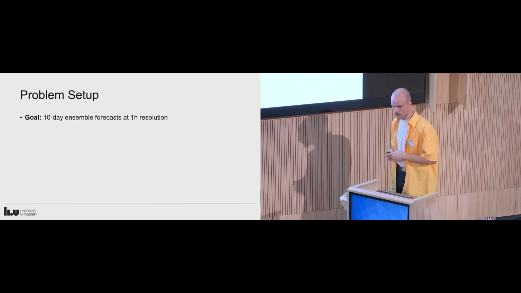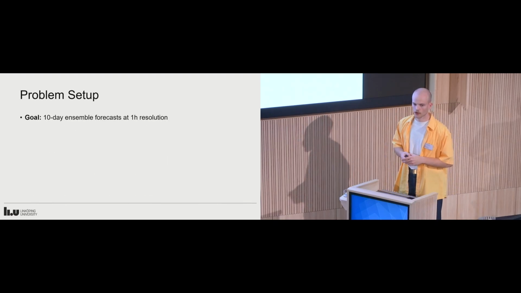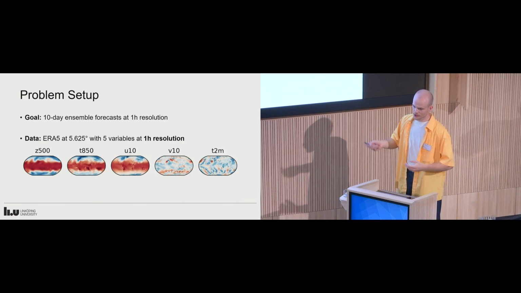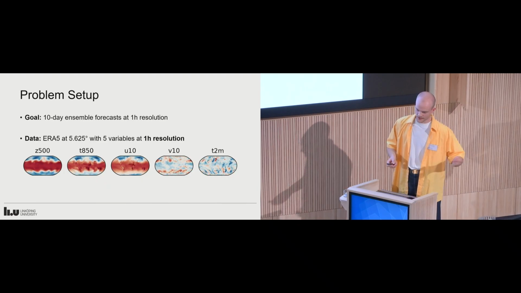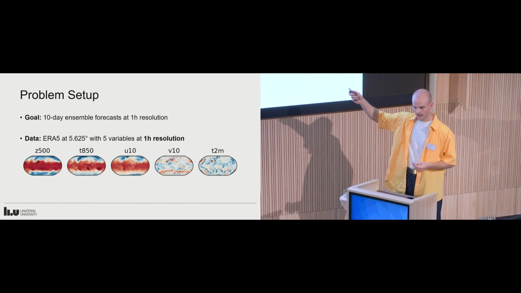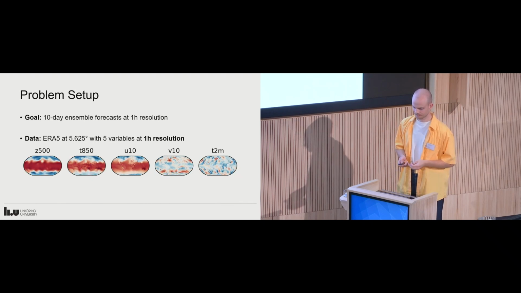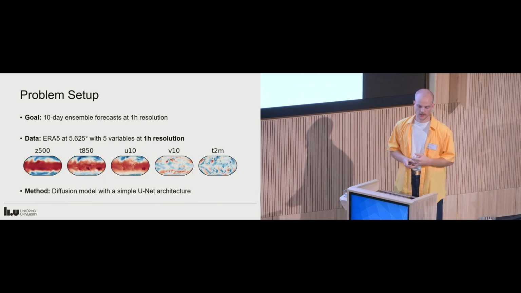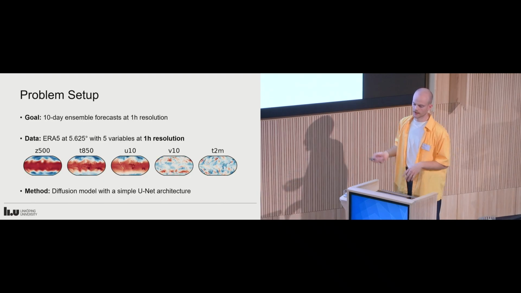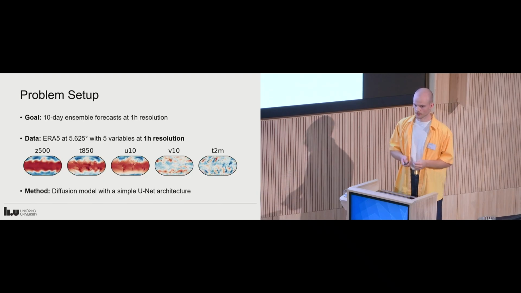And so we set out the goal to do 10-day global ensemble weather forecasts at this 1 hour resolution. And the data we chose is much smaller than anything you saw before lunch, but it's crucially at this 1 hour resolution. And so we wanted to do a diffusion model for this, but we didn't want to focus on the architecture, so we chose a simple one that worked well for images.